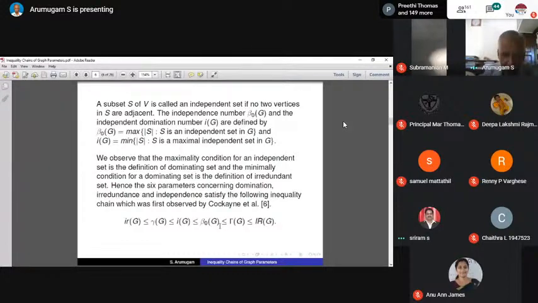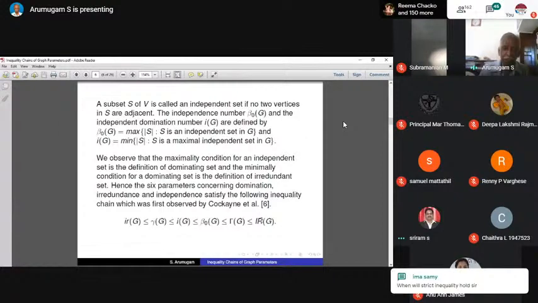For example, I ask one question. I give you 6 integers A, B, C, D, E, F, with A less than or equal to B, less than or equal to C, less than or equal to D, less than or equal to E, less than or equal to F. Can you give me a graph G such that ir equal to A, gamma equal to B, i equal to C, beta naught equal to D, capital gamma equal to E, and capital IR equal to F? Under what conditions, given 6 integers, will I get one graph G with these 6 parameters?